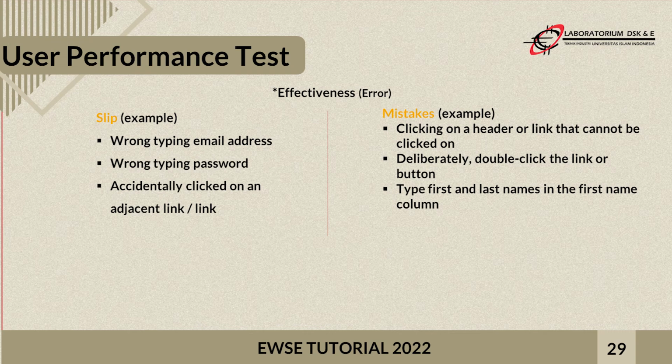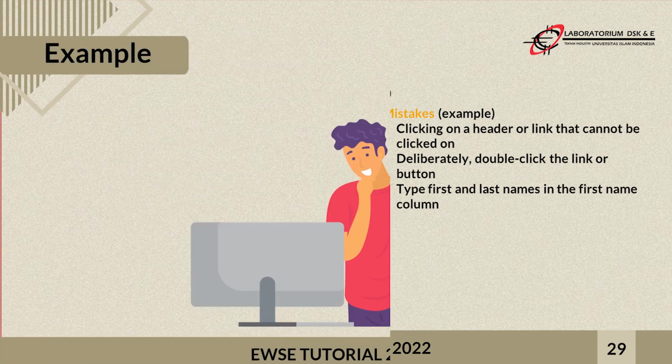Okay, in this slide you can see there are examples for slip and mistake. You can see wrong typing of email address, wrong typing of password, accidentally clicking on the adjacent link for slips. And for mistakes, they are clicking on a header or link that cannot be clicked on, deliberately double clicking the link or button, and also typing first and last name in the first column. So both are effectiveness attributes for knowing how many errors occur.